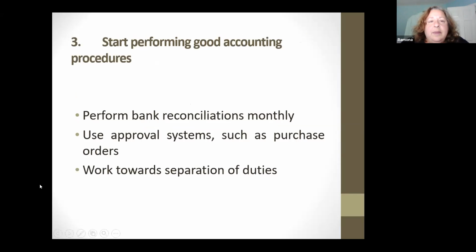So as your organization grows, again, this is kind of walking us through a new nonprofit. At some point, you should start performing what we look at to be good accounting procedures, okay? So good accounting procedures are basically, one, performing bank reconciliations monthly. And I know that, again, it's such a big word, reconciliation, right?